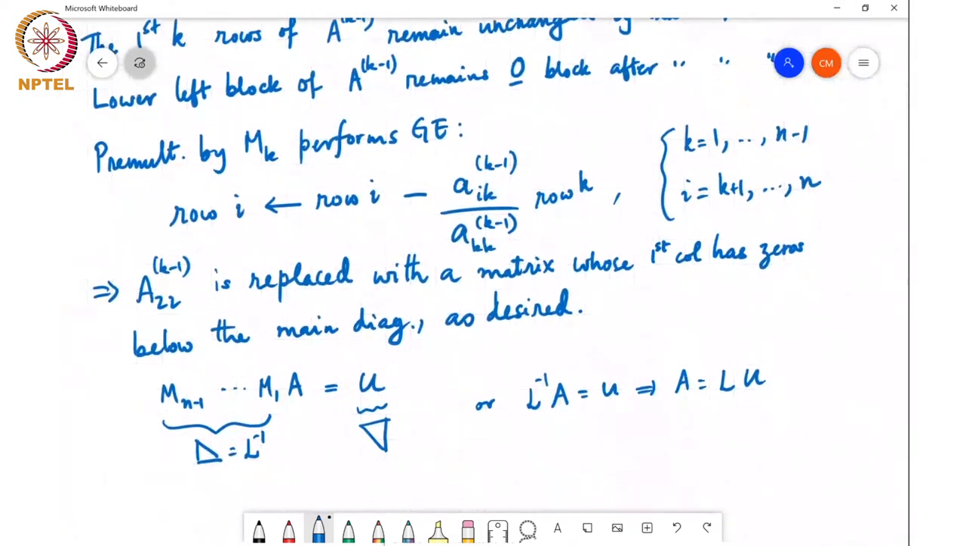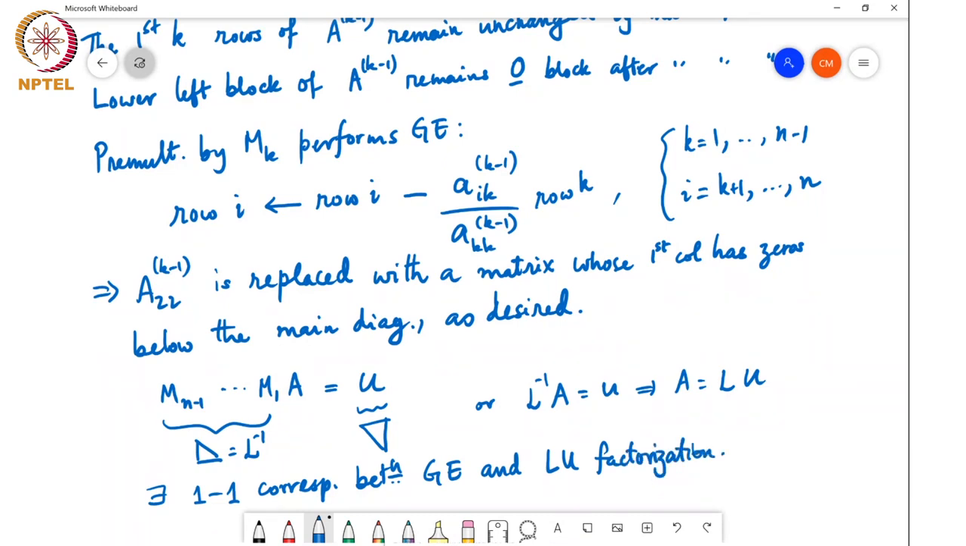So basically, there is a one-to-one correspondence between Gaussian elimination and LU factorization. They are equivalent operations. Okay.